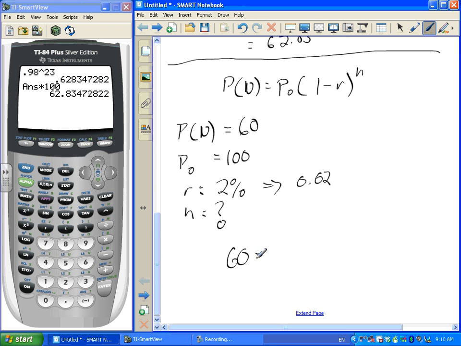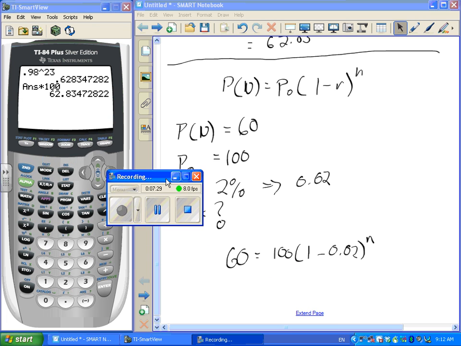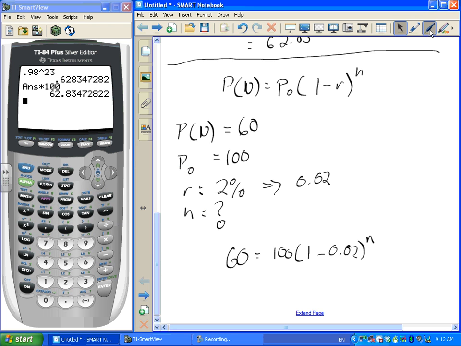Okay, so let's plug those numbers in. We're going to have 60 is equal to 100 multiplied by 1 subtract 0.02, to the power of n. N is our variable. We've never had an exponent as our variable. So, like Lewis said, what I'm going to do is equate the bracket first. So 1 subtract 0.02 is going to give me 0.98 to the power of n.